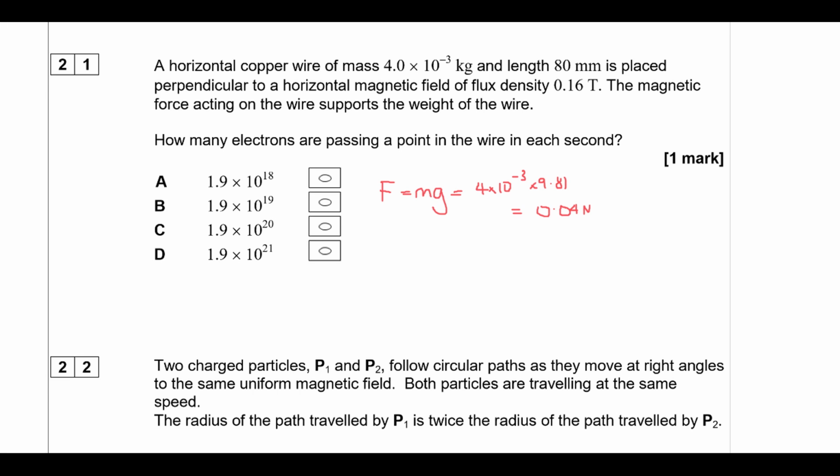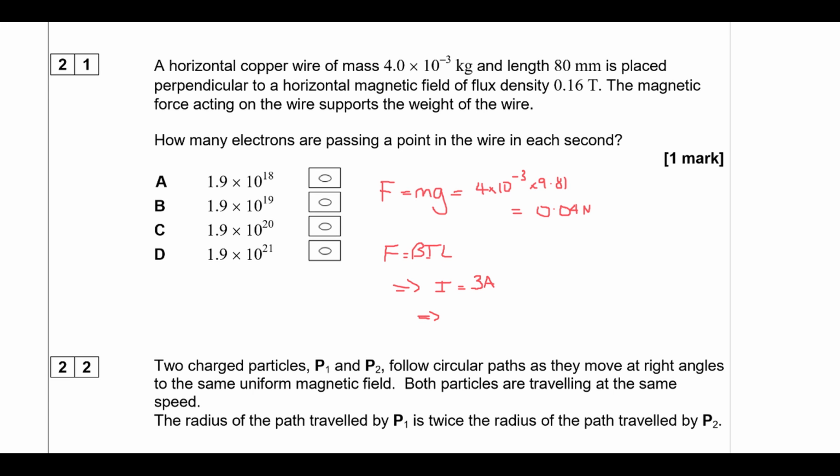Now we know the force is going to be equal to the force on the conductor, which is done by BIL. So we can calculate the current from there by dividing the force we've got, so 0.04 divided by 0.16 divided by 80 and 1000, is 3 amps approximately, which is 3 coulombs per second.